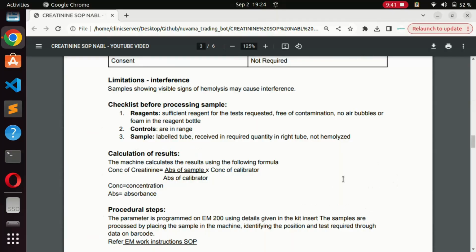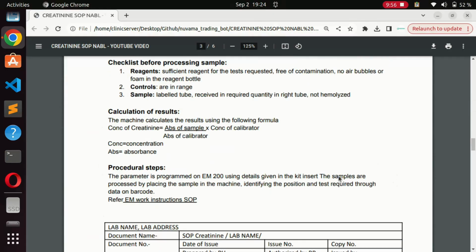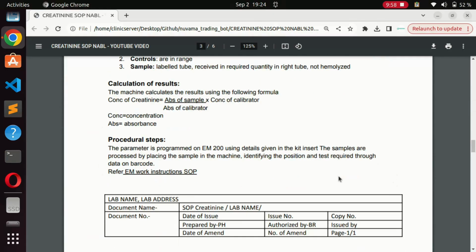Now, how are the results calculated? The machine calculates the results using the following formula. The concentration of creatinine is equal to the absorbance of the sample divided by the absorbance of the calibrator multiplied by the concentration of the calibrator. Sorry, I said absolute earlier, but this is absorbance of the sample, absorbance of the calibrator, and the concentration of the calibrator. Next is the procedural steps.